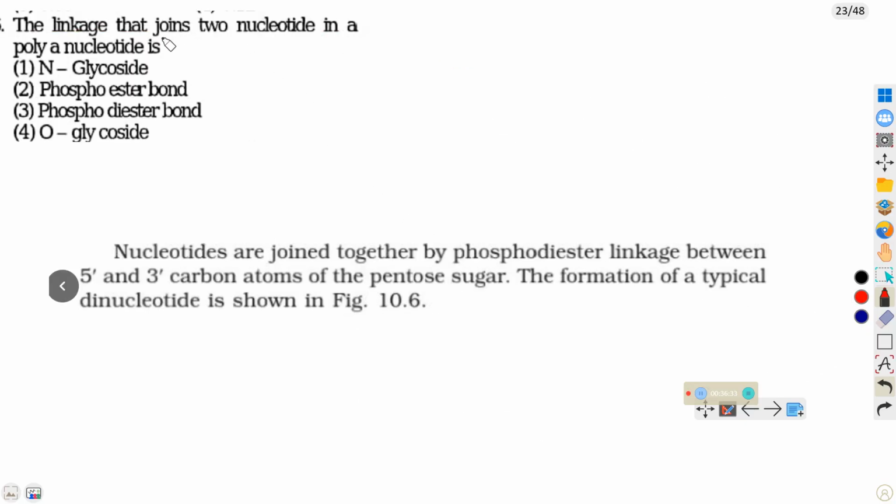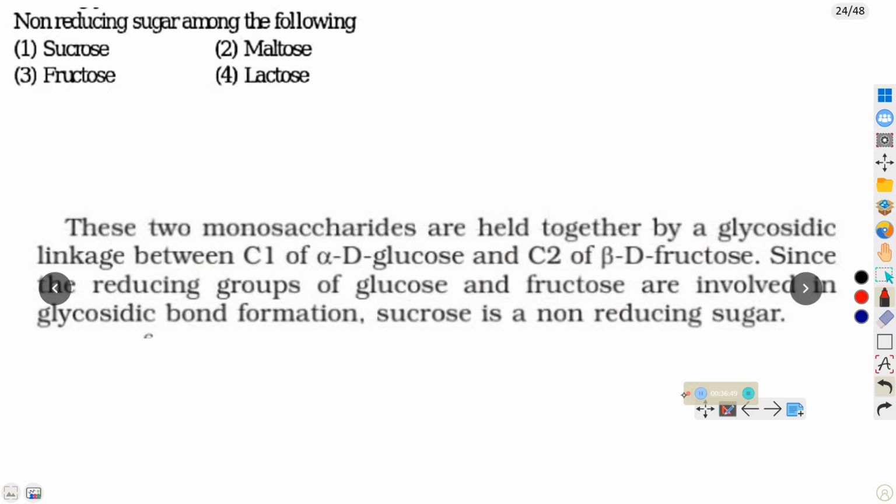The linkage that joins two nucleotides in a polynucleotide: nucleotides are joined together by phosphodiester linkage. Non-reducing sugar among the following: sucrose is a non-reducing sugar.